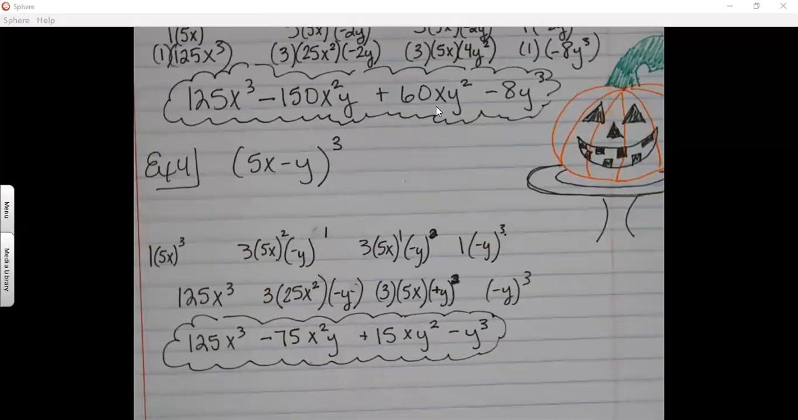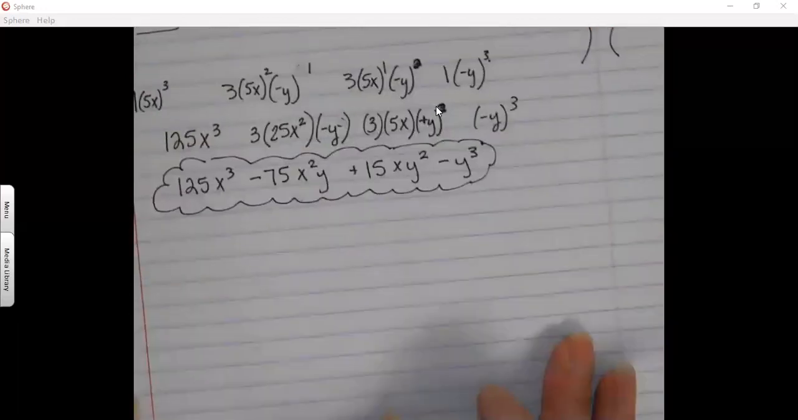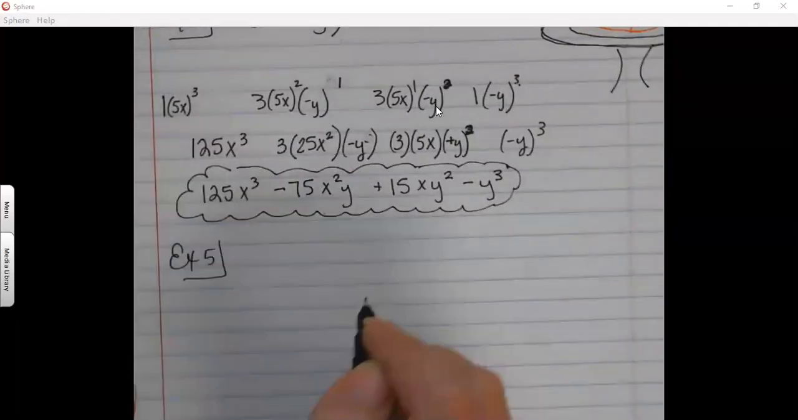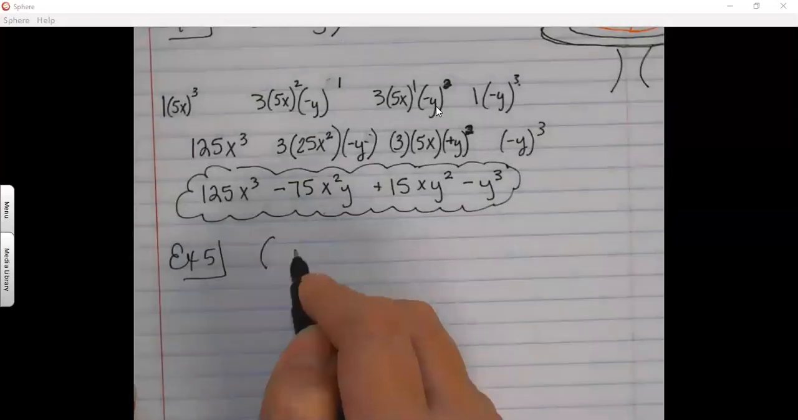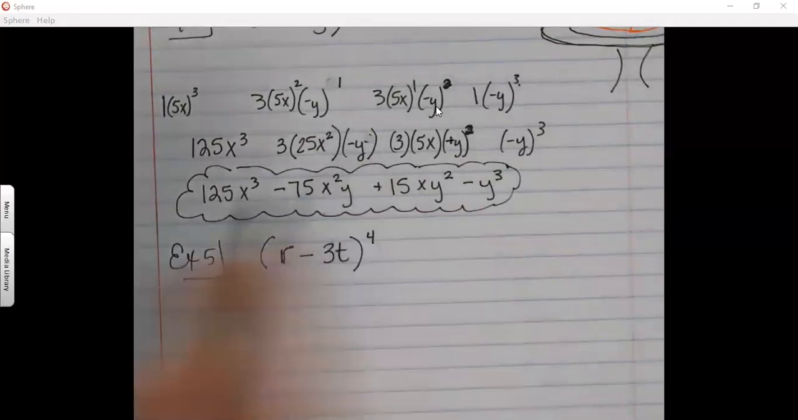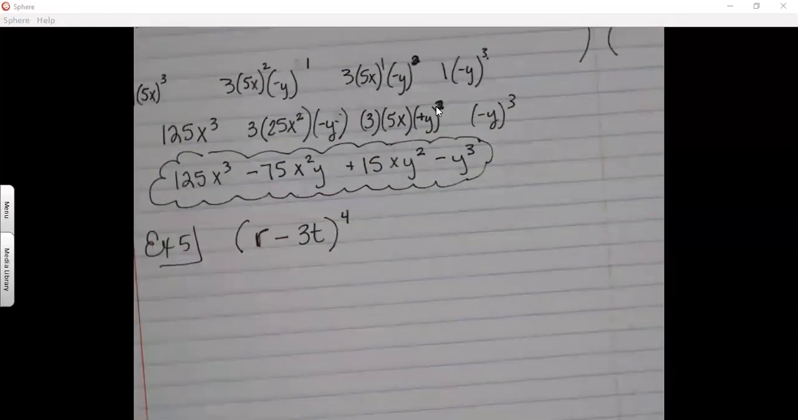All right, so we're going to do one more. It's going to be raised to the 4th power, and then we're going to call it a day. Y'all down? Okay. I'll kind of leave that so y'all can still see it in case you need to. Example 5, we are going to expand r minus 3t quantity raised to the 4th power. So this time you're going to use the 14641.